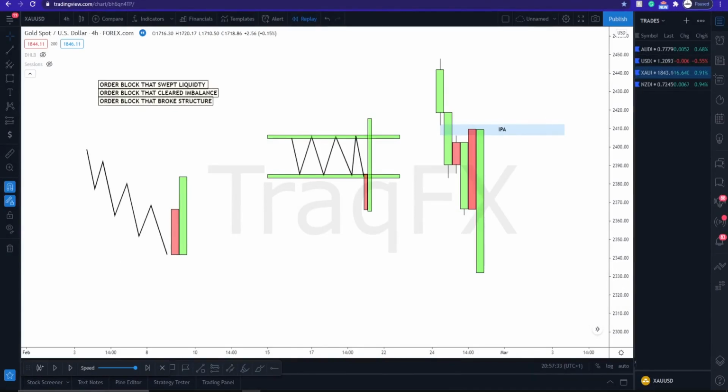This video is going to be on identifying your points of interest and understanding which order block is stronger and which ones are weaker. I'm also going to be showing you guys how to identify your POIs and so on.